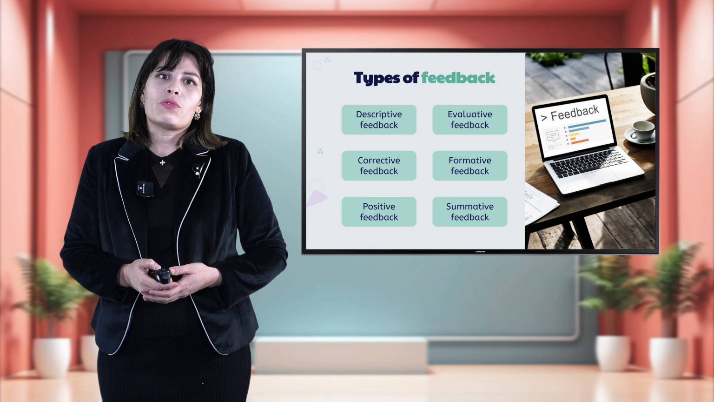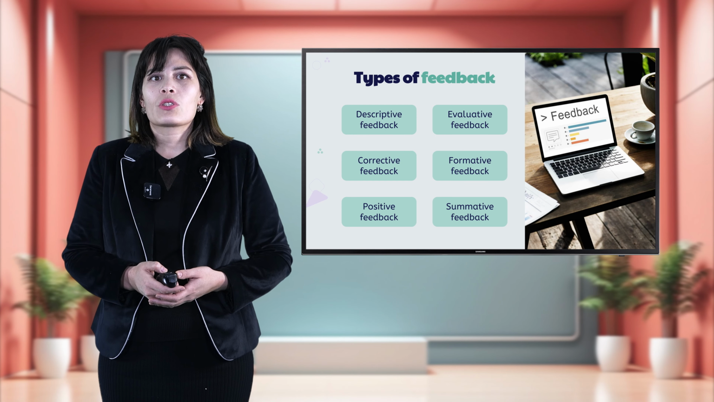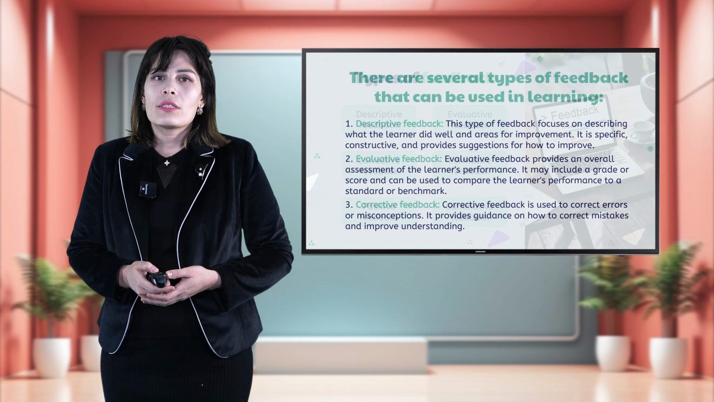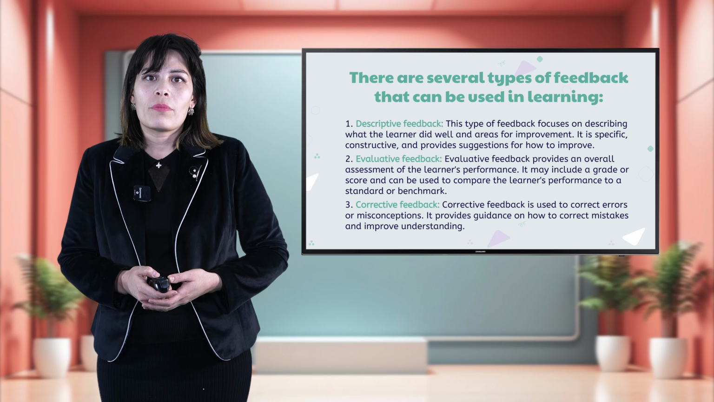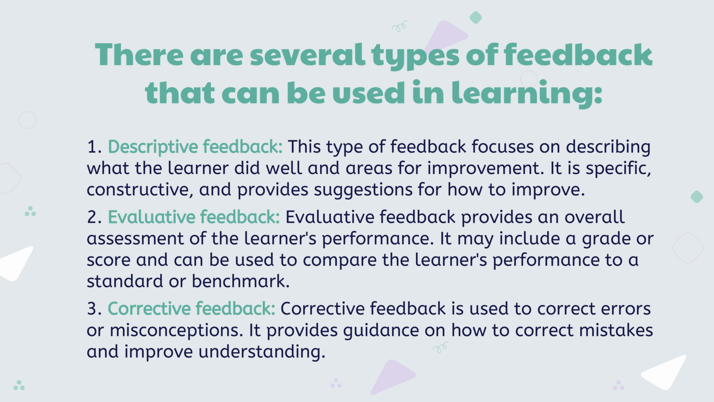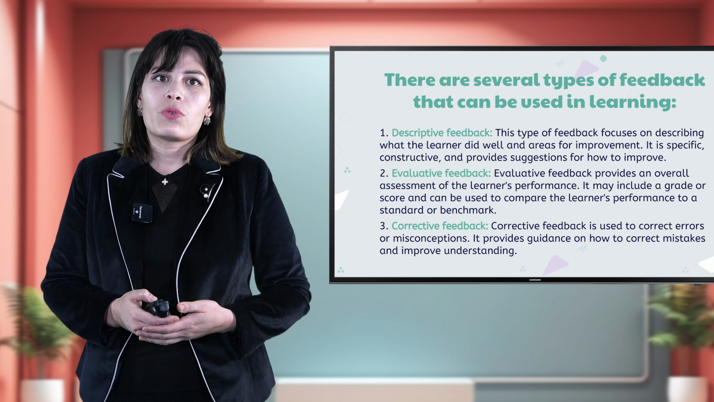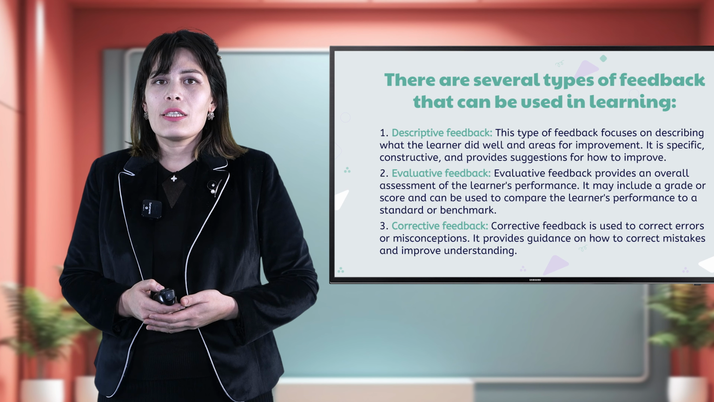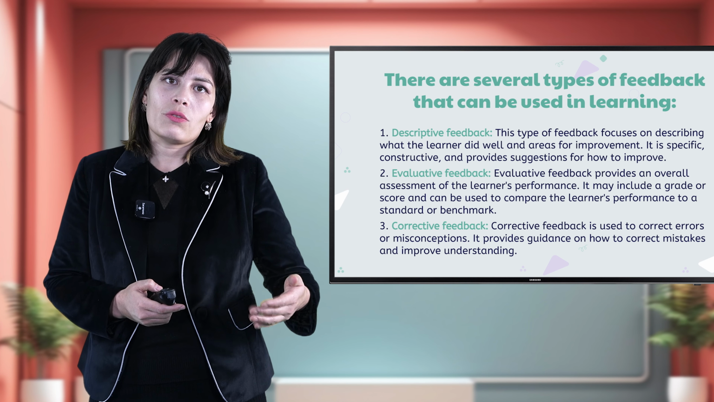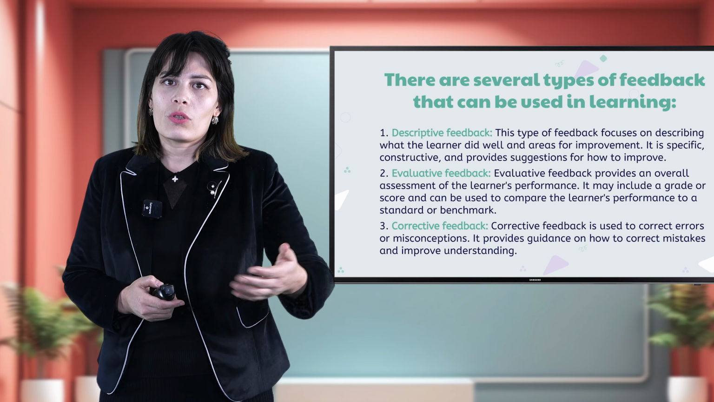If we look at the first type of feedback, which is called descriptive feedback, this type focuses mainly on describing what the learner did well and areas for improvement. It is specific, constructive, and provides suggestions for how to improve. Like this, you can give your own descriptive feedback to your learners.